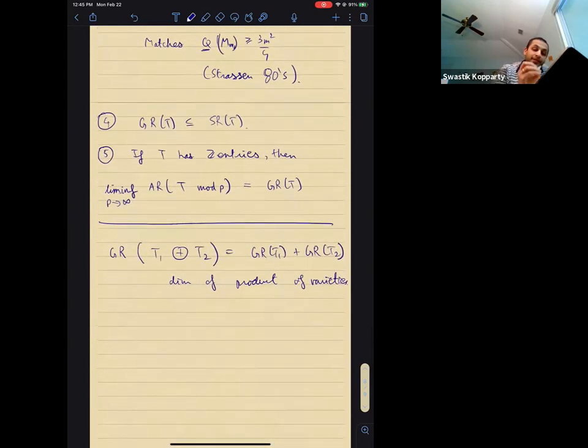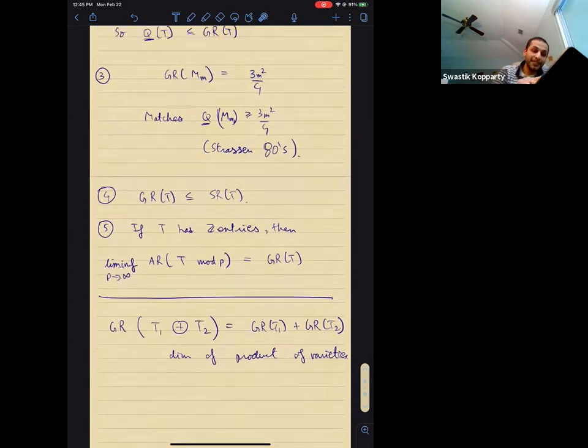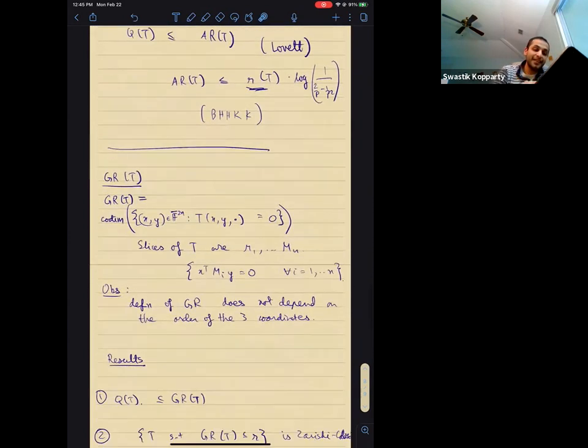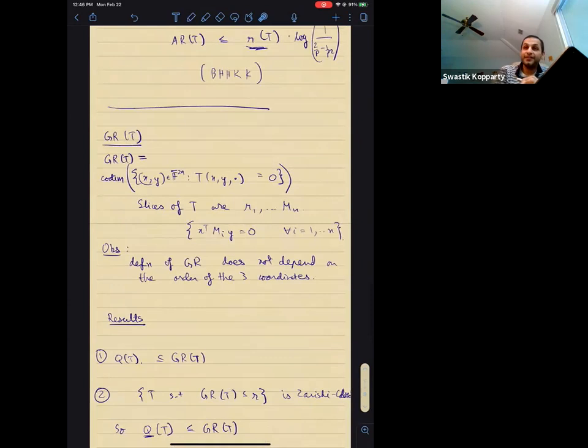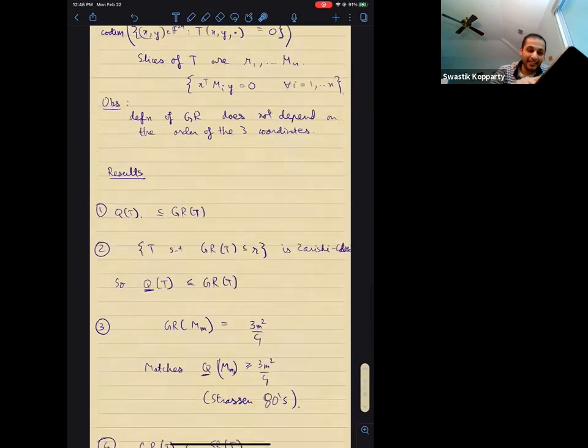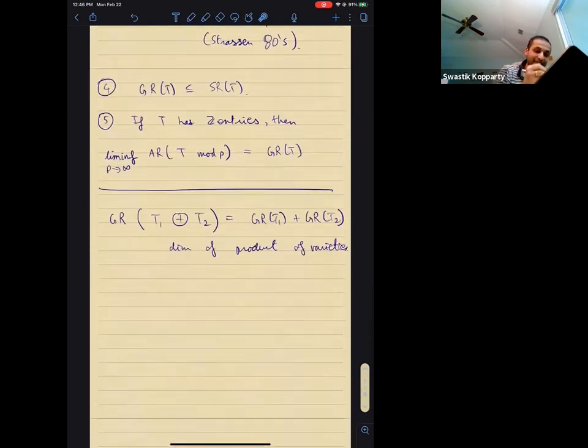Good. Actually, even before this, maybe I should tell you why the geometric rank does not depend on the order of the three coordinates. That's even more important, I should have said that first. We're looking at the set of all x, y such that T of x, y, dot is 0.